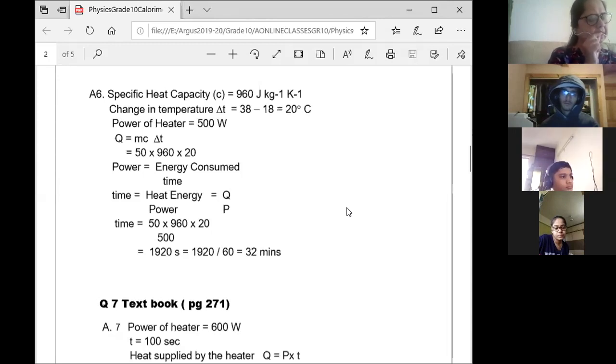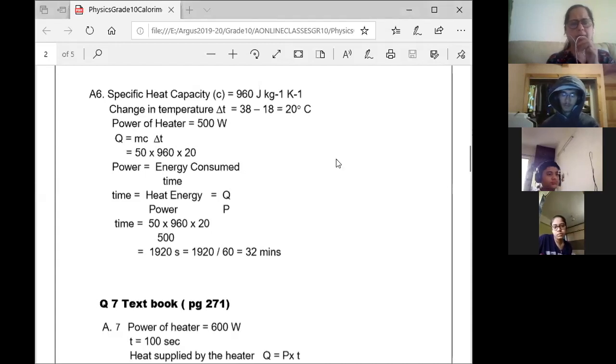Now the temperature has to rise from 18 to 38. So delta T is 20. Understand? 38 minus 18, that is 20. Now see how I'm going to solve it. You have to calculate the time. First, power is equal to energy consumed upon time. Do you know the formula? Power is work done upon time, and power is energy consumed upon time. Now here, first I find Q, the heat energy. So Q equals m c delta T.